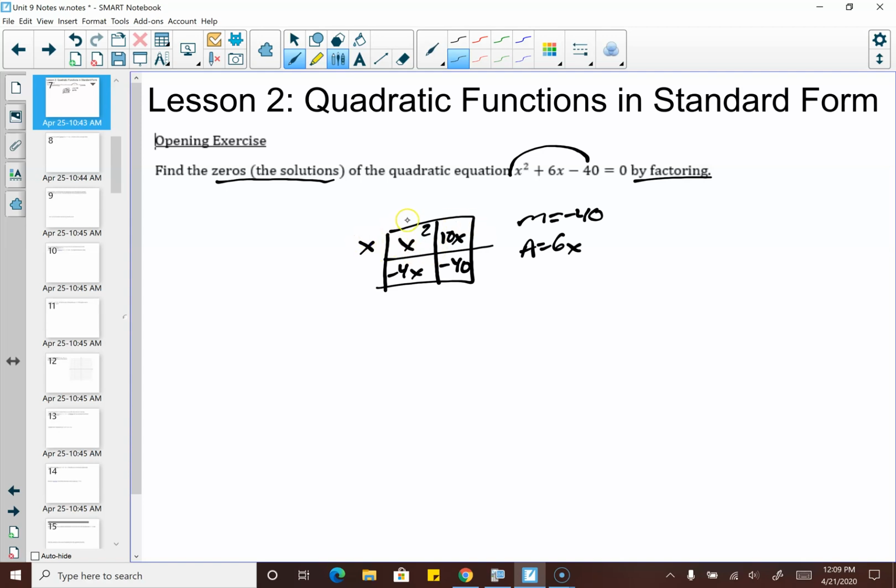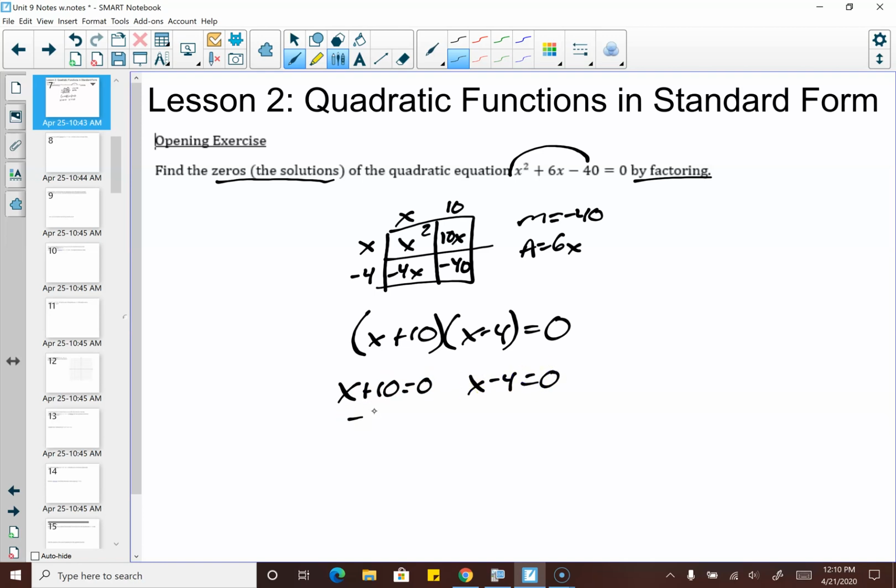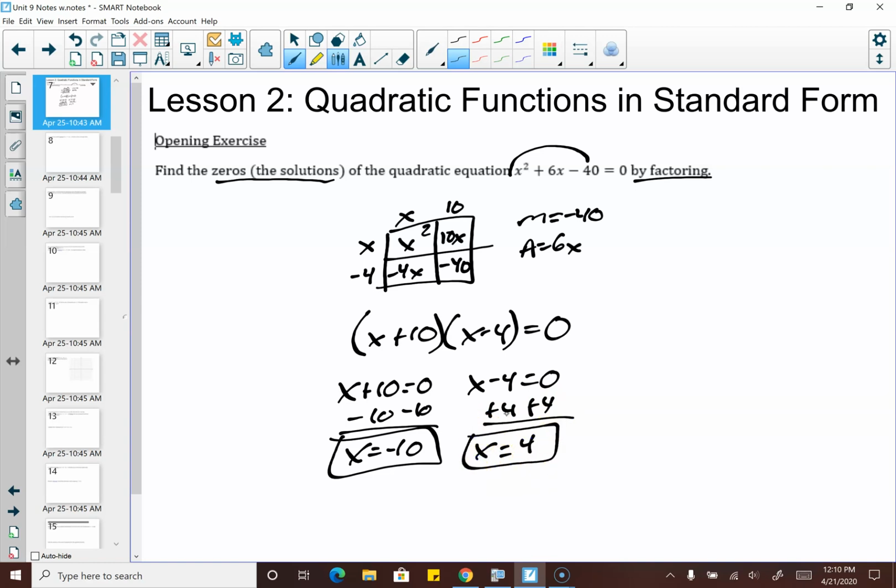So if we GCF this top row, we get an x. X times x is x squared. X times 10 is 10x. X times negative 4 is negative 4x, and 10 times negative 4 is negative 40. So that leaves us with our two parentheses of x plus 10 and x minus 4 equals 0. We will set each of them equal to 0, and then we'll solve. So minus 10, x equals negative 10 is one of our zeros, and then plus 4, and x equals positive 4 is our other zero. Those are our two zeros for our factoring piece.